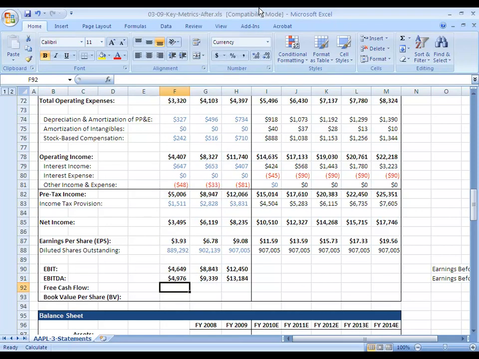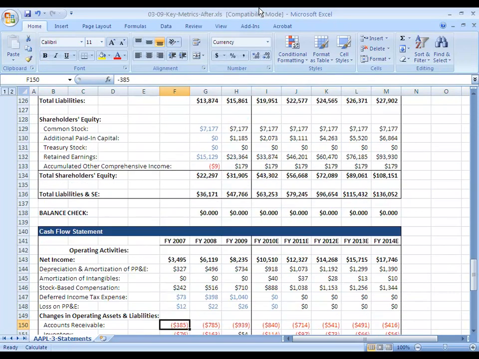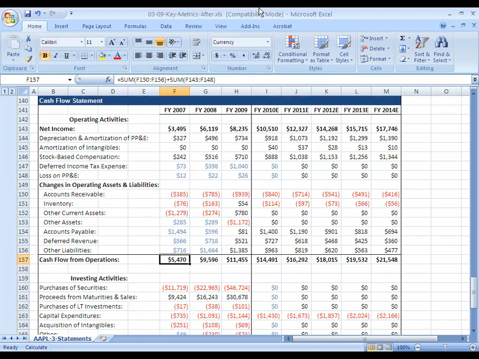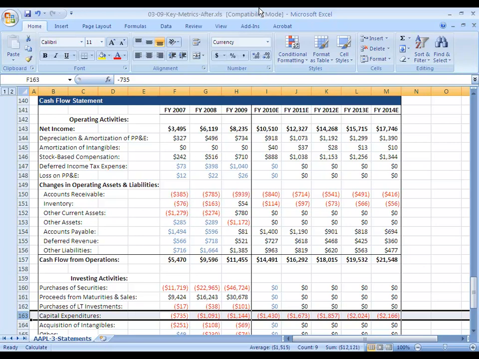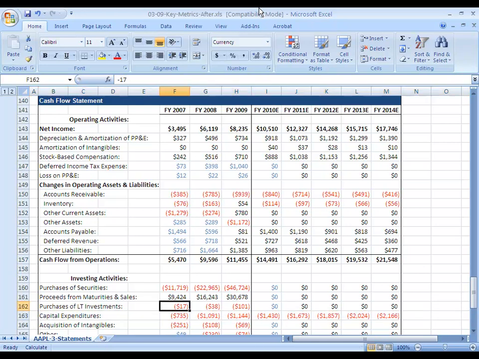Now the next one on here, free cash flow. So this one is also fairly simple. Free cash flow is defined as cash flow from operations minus capital expenditures. In this case, we're actually going to be adding CapEx because it has a negative sign right here, but that's the definition. Cash flow from operations minus capital expenditures.